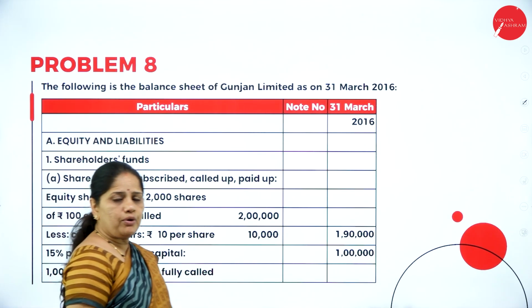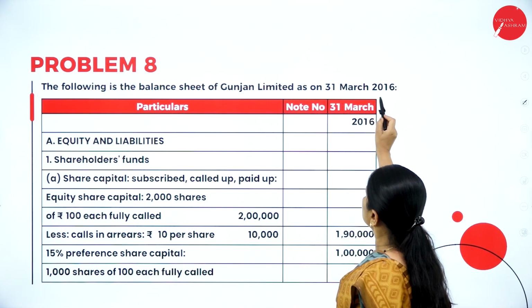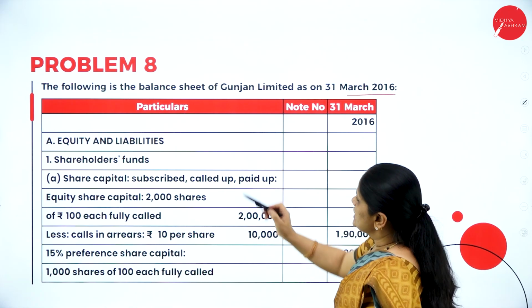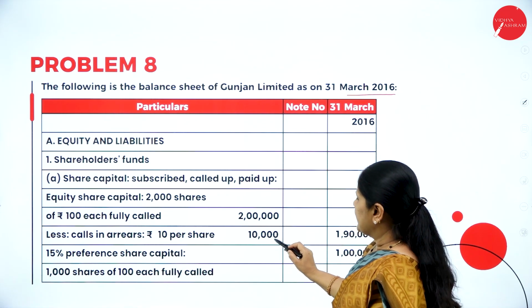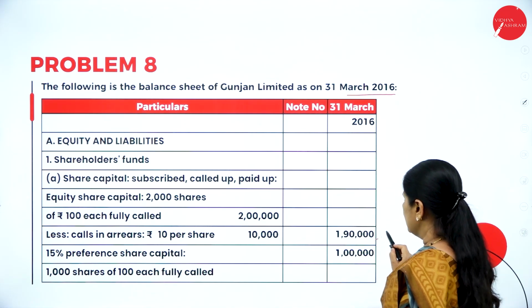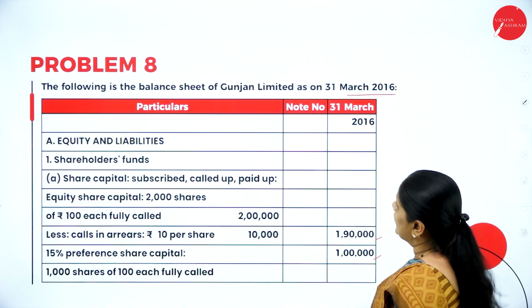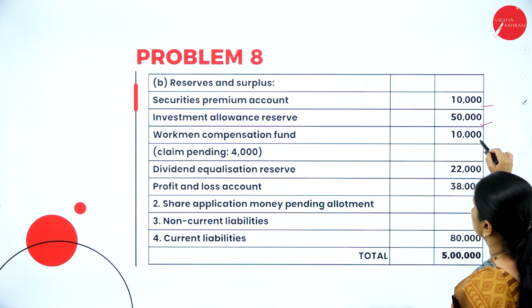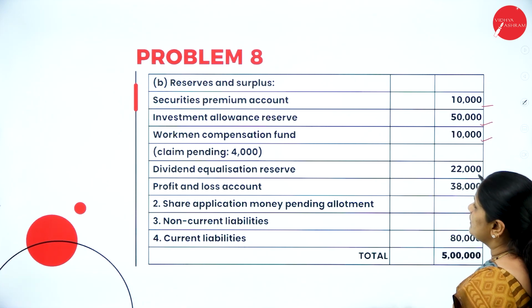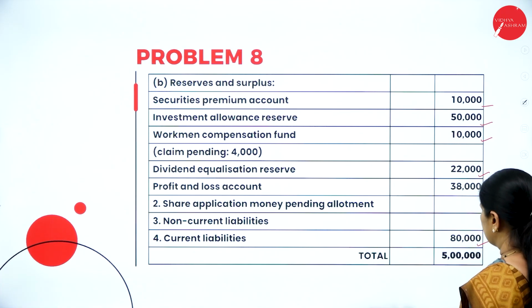Then next we have one more problem here. In this problem, the following is the balance sheet of Gunjan Limited as on 31st March 2016. The equity and liabilities: share capital. We have equity share capital of 2 lakhs. Arrears of calls is 10,000. So totally 1 lakh 90,000. Preference share capital fully called is 1 lakh. Then next, securities premium 10,000, investment allowance 50,000, workman compensation fund 10,000, dividend equalization reserve 22,000, P&L account 38,000, current liabilities 80,000, total is 5 lakhs.